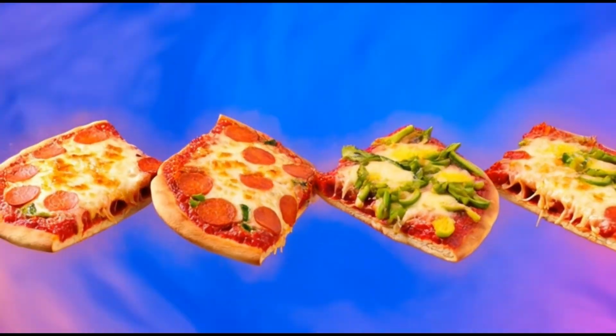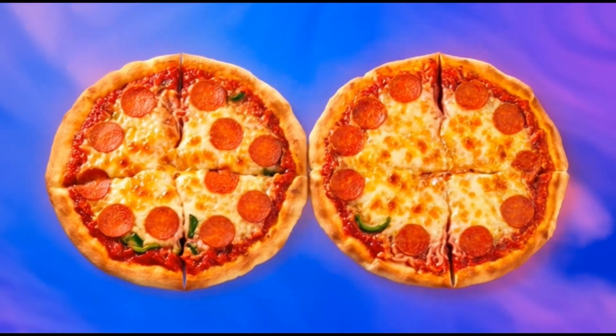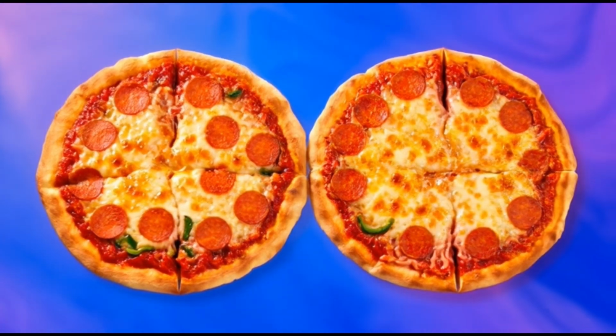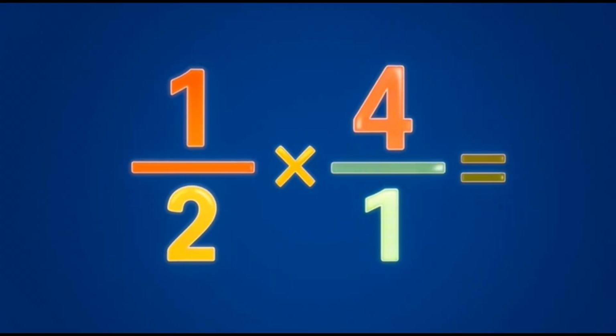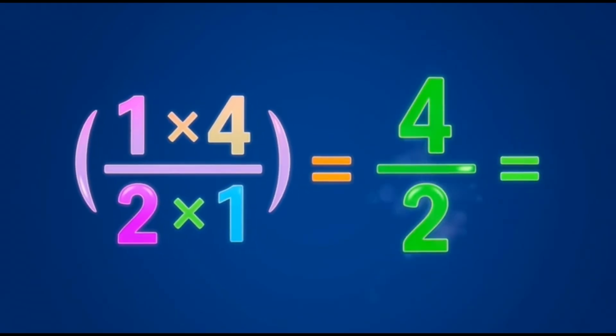Now multiplication. In real life, 4 half pizzas combine into 2 full pizzas. 1 by 2 times 4. 1 times 4 equals 4. 2 times 1 equals 2. 4 by 2 equals 2.